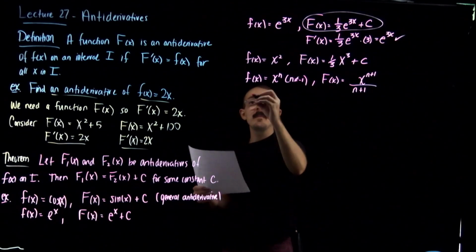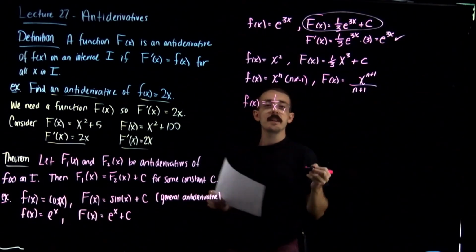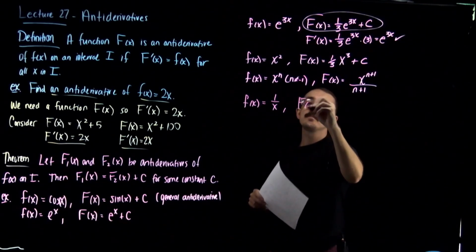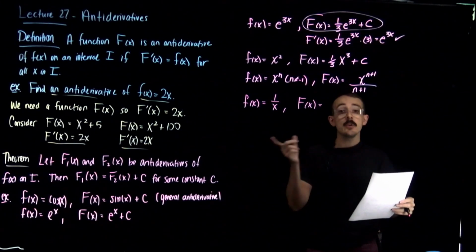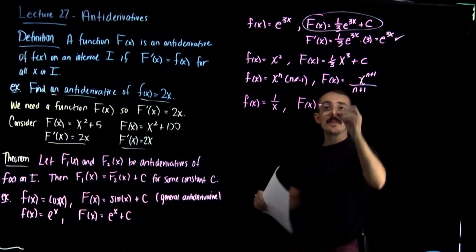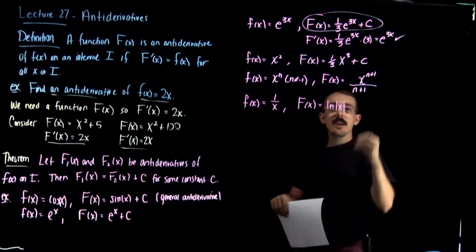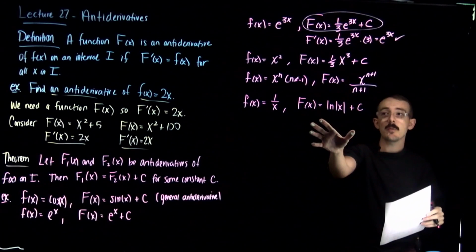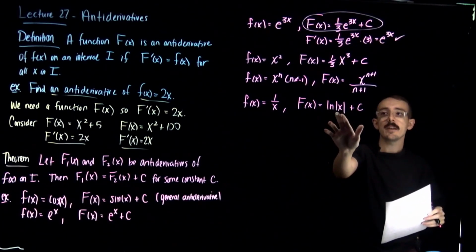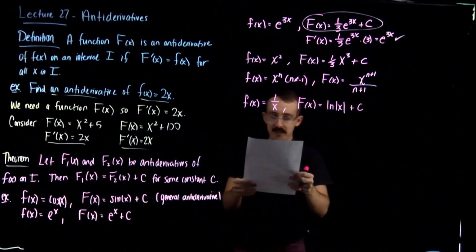All right, moving on. How about this one? So my original function is going to be 1/x. What function have we learned that when you take its derivative, you get 1/x? Well, this one was the natural log of x. So the antiderivative of this, the general one, will be natural log of the absolute value of x plus c. OK?